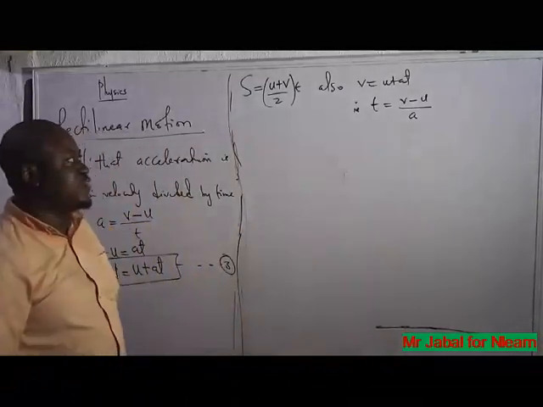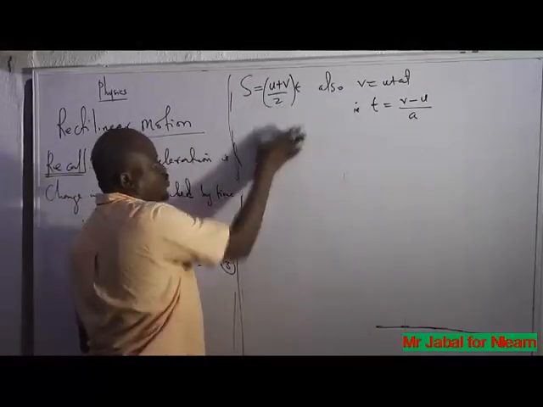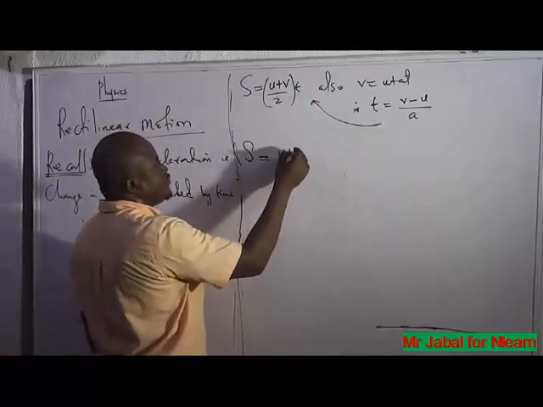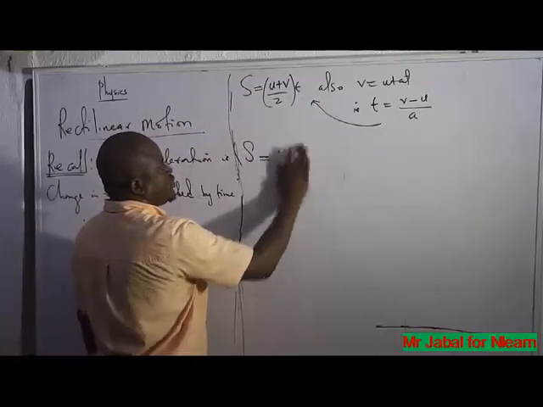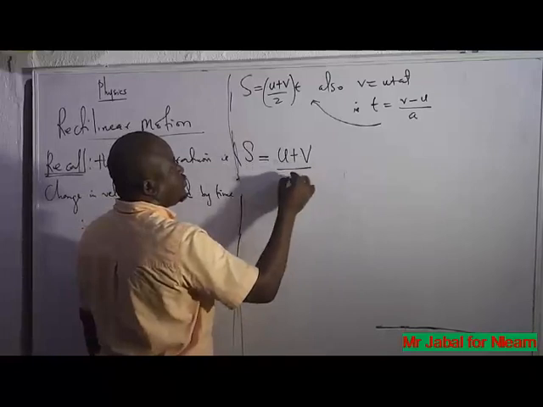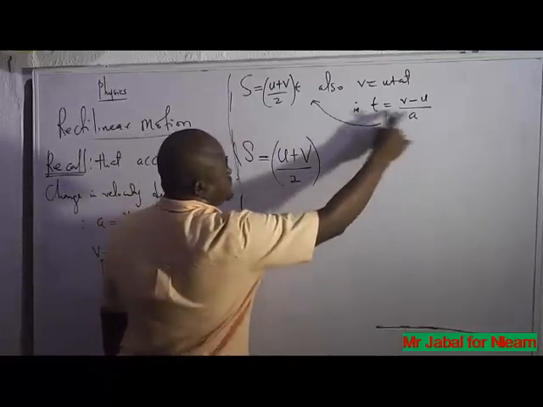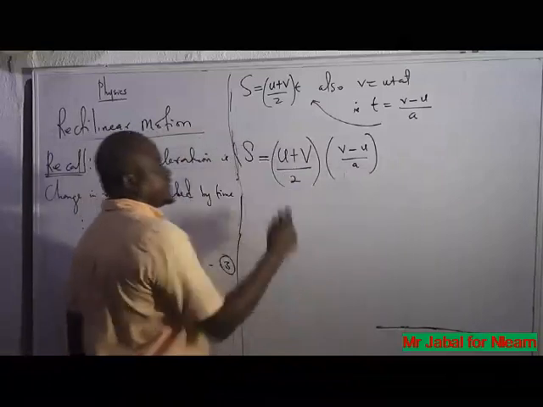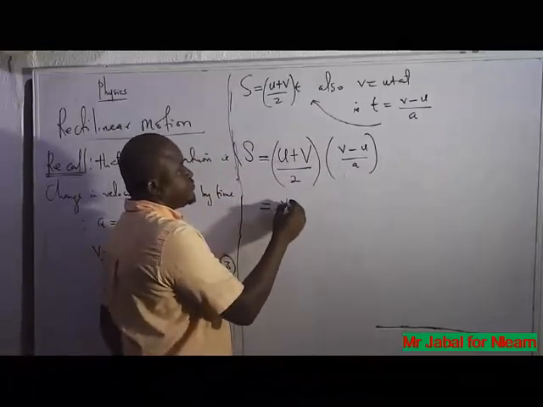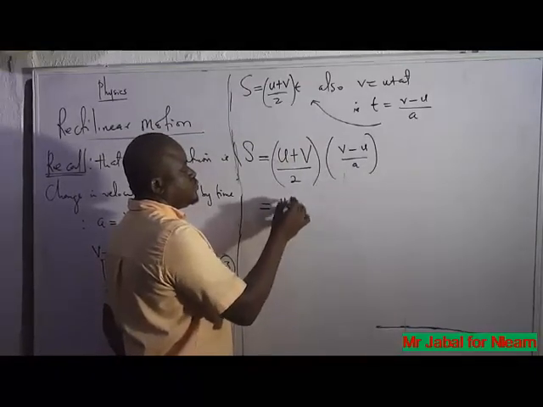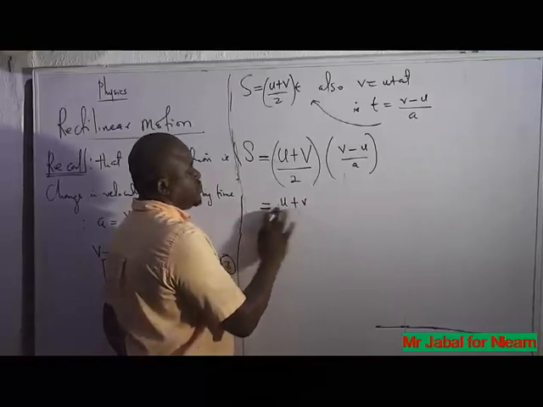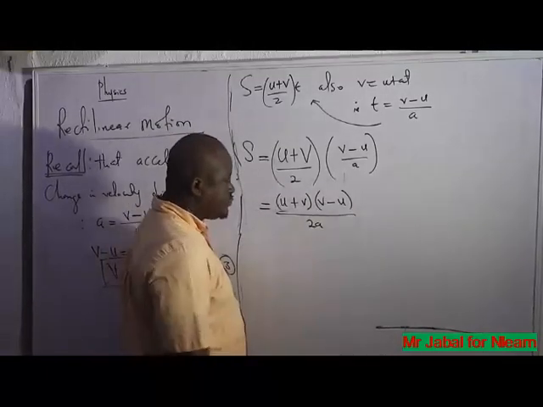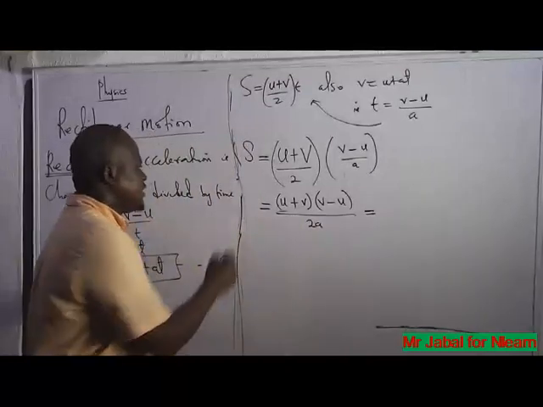So after making T the subject of the formula, I can now replace this value and put it into this equation. How do I do that? From here, S is U plus V over 2, into bracket T, and T now is V minus U over A. So if you multiply them together, what you get is U plus V over 2 times V minus U over A. That will give us something different. That's still the value of S.